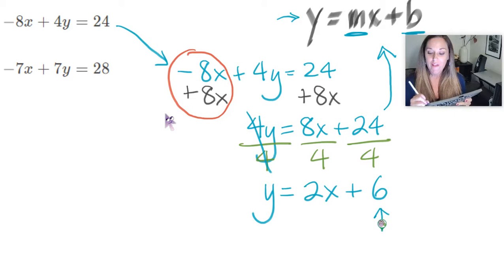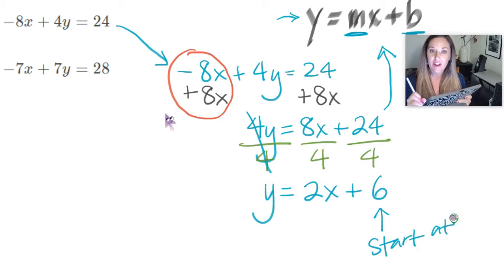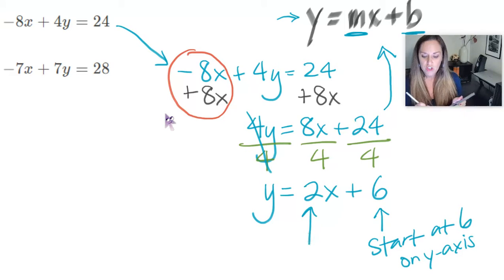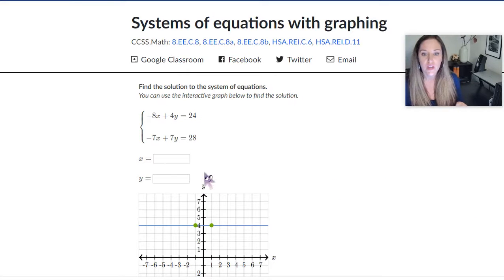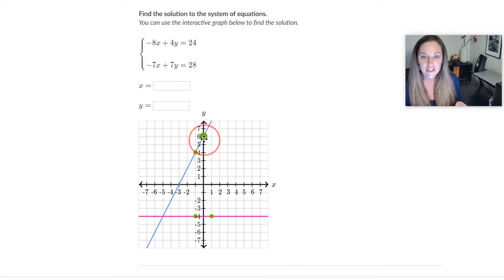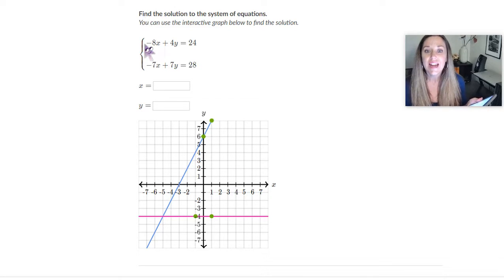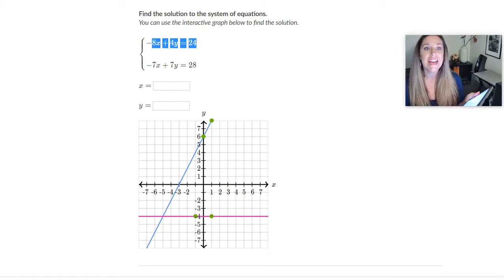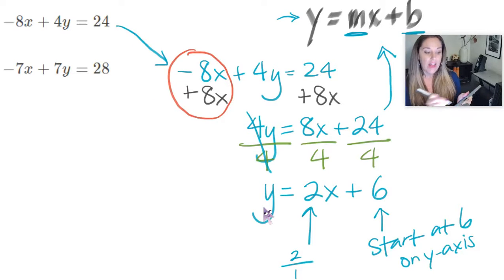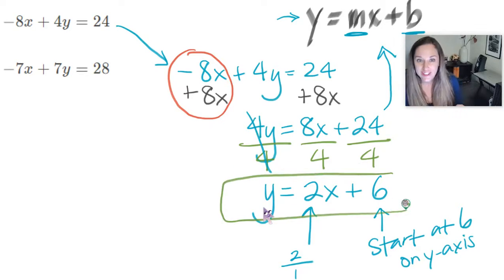So now when you go to graph that, you're going to start at 6 on the y-axis, and then your slope is 2, and you can turn that into a fraction and make it 2 over 1, up 2 over 1. So we can go over here, and let's put one dot at 6 on the y-axis, and then we'll go up 2 over 1. See how that line represents that equation. So negative 8x plus 4y equals 24 is the same equation as y equals 2x plus 6. These are the same equation, they just look a little different.